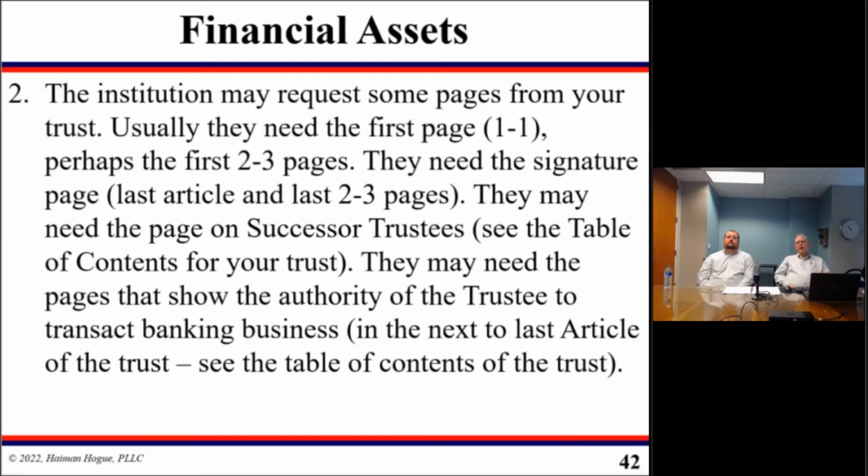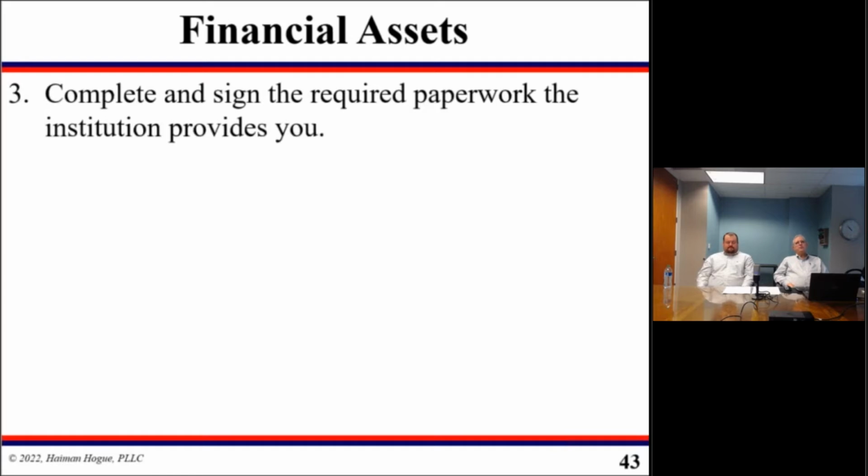The institution may request some pages from the trust, and some pages is okay. Usually they're going to need the first page, maybe the first 2 or 3 pages, and they'll need the signature page. They may need the page on successor trustees, and you'll just have to look at the table of contents of your trust to determine where that is. They may need pages that show the authority of the trustee to transact banking business, and if it's our trust, that's in the next to the last article. Again, see the table of contents.